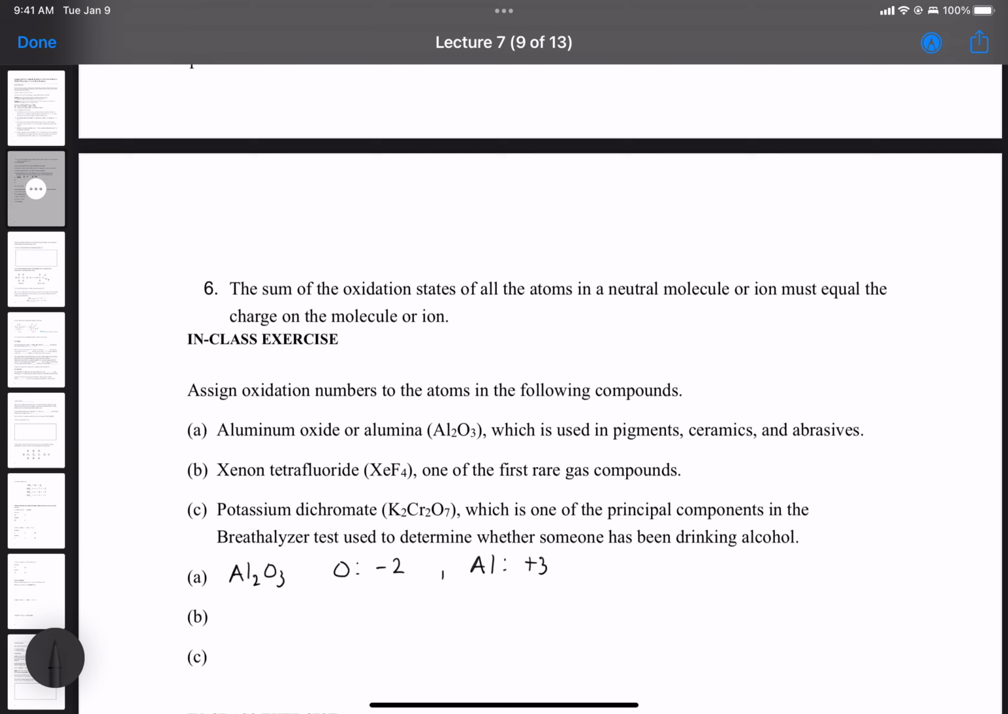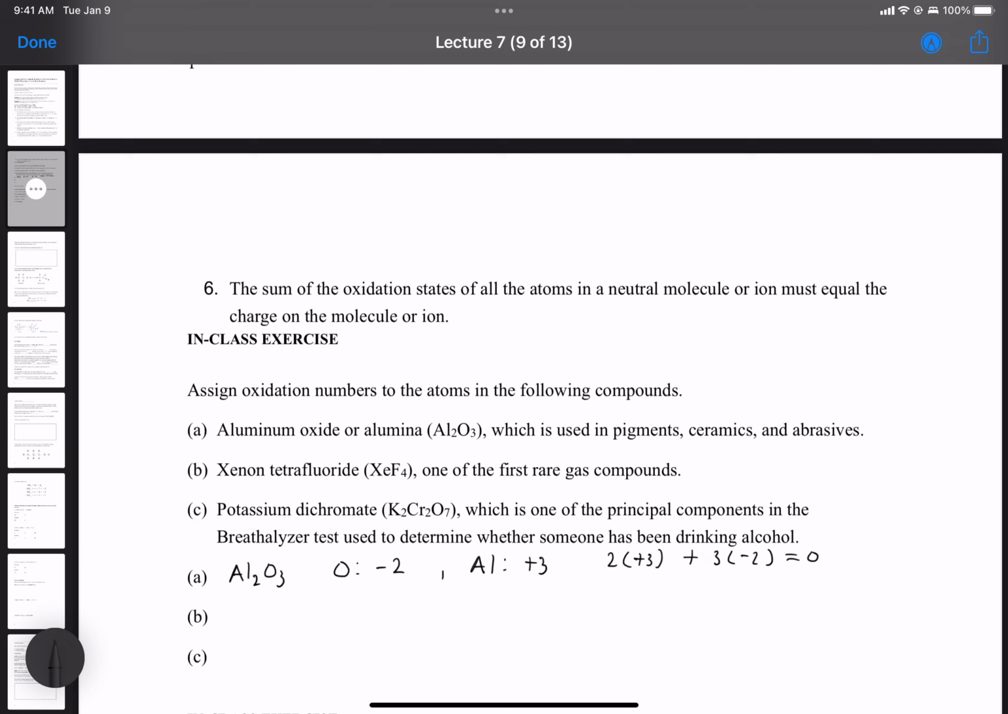Okay, so the sum of these oxidation states should equal 0, but they don't equal 0 right now if we just consider one atom. So we have to consider the sum of the atoms in the compound. So we have 2 times +3 plus 3 times -2. So we get 0. Okay? So that's that. So aluminum oxide is going to be +3 for aluminum, -2 for oxygen.